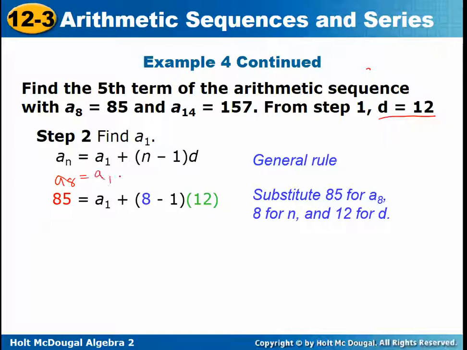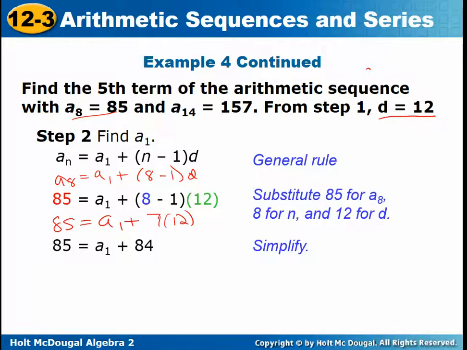And we're looking for a sub 1. N will match our term that we're given, a sub 8. And we now know that d is 12, so that's where the 12 comes from. And so now a sub 8 is 85, which we got from here. And we simplify. 8 minus 1 is 7. Times 12 is 84. So we have 85 equals a sub 1 plus 84. So we subtract 84 from both sides, and we get 1. So a sub 1 is 1.